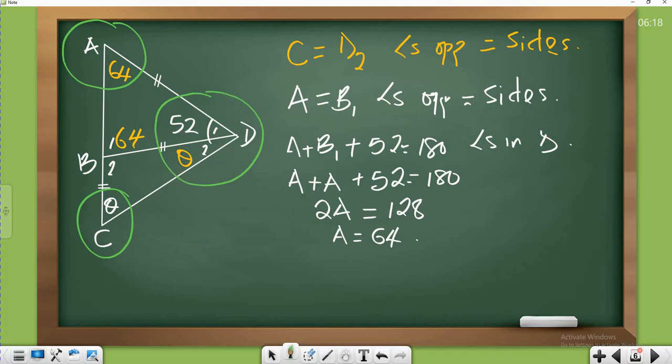All right, so if I have that, A plus C plus D should be equal to what? 180 degrees. What is my angle A? My angle A is 64. What is my angle C? Theta. What about my angle D? Look at your angle D. It's a big angle made up of two angles. So we have 52 plus D should be equal to 180. Don't forget here, sum of angles in a triangle.